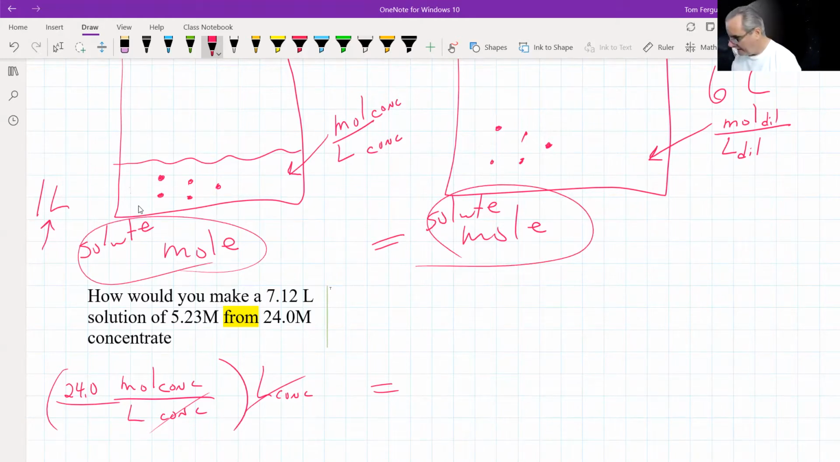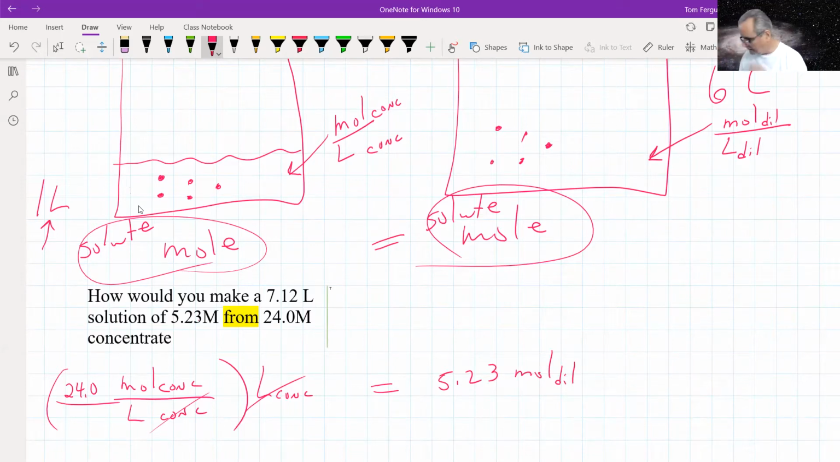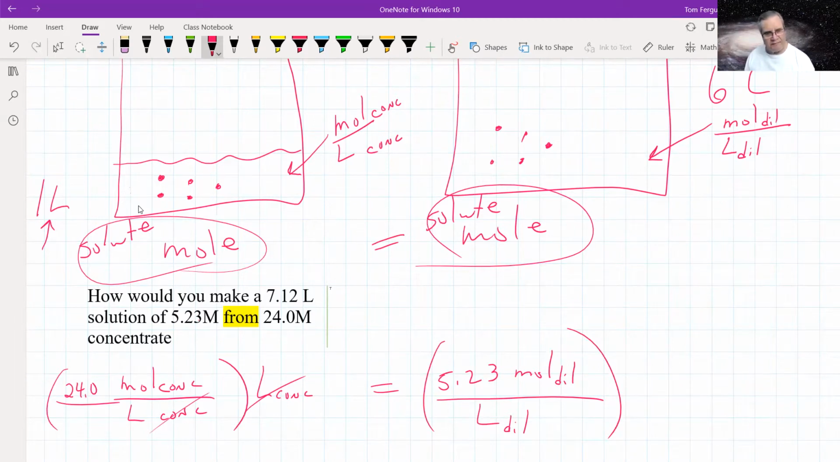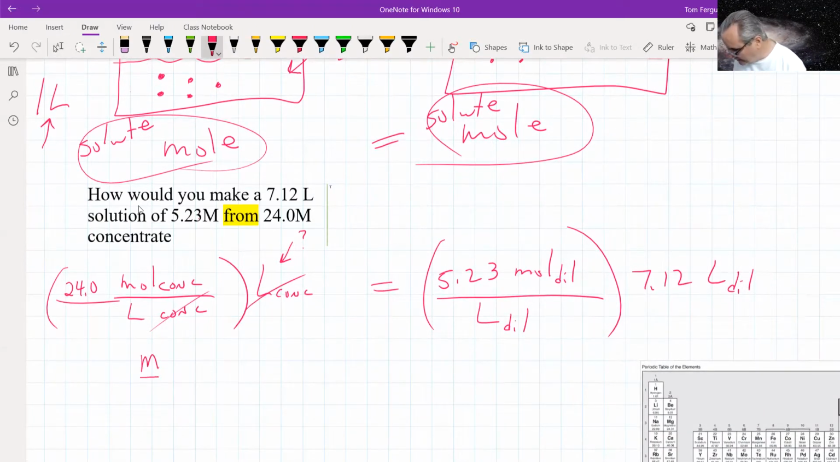That means we can set that equal to the final concentration that's dilute times the volume of the diluted one, which is 7.12. And basically this is our unknown here. How much of the concentrated do we add to bring it up to 7.12 at 5.23 moles per liter? So this is going to be M times V dilute equals M, this is dilute again.